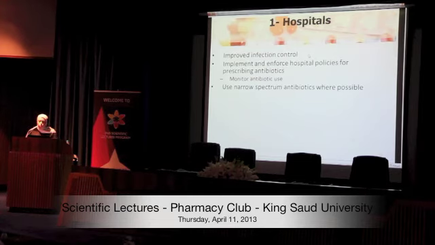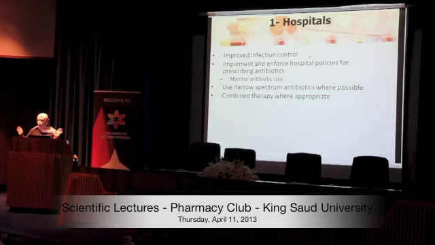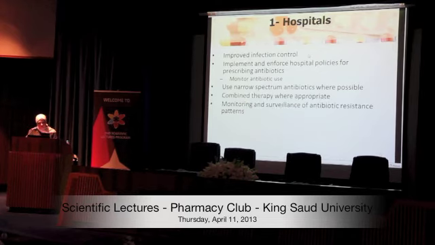Usually, we use narrow-spectrum antibiotics because broad-spectrum antibiotics develop resistance. Using one drug is the rule, and this is the best. But sometimes, especially in the ICU, it's better to use combined therapy. So if a resistant strain emerges, the other antibiotic overcomes it, and they work together to minimize the risk of developing a resistant strain. Monitoring and surveillance for antibiotic resistance patterns is a must in every hospital.